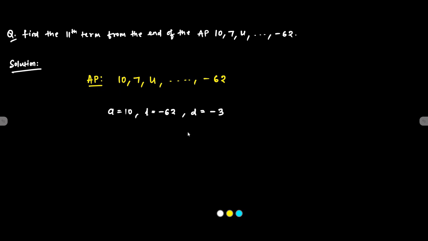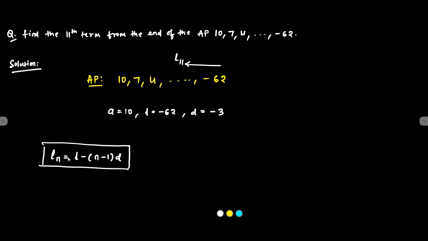And simple and straightforward, we have to find the 11th term from the last. Okay, the 11th term from the last, from the end. So we'll use the formula for the general nth term from the end, which is equal to L minus n minus 1 d. This is the formula for the general term of an AP from the end. So the last term L is equal to minus 62.